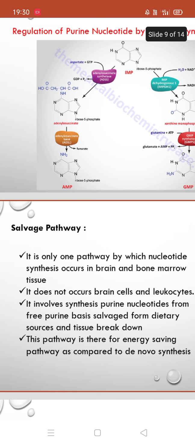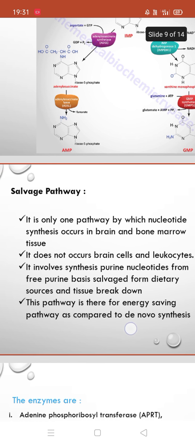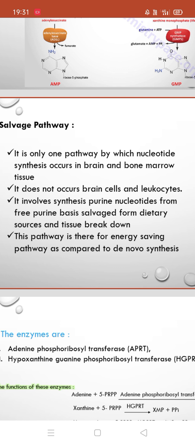Then we will discuss the salvage pathway. The salvage pathway is the only pathway by which nucleotide synthesis occurs in brain and bone marrow tissues. De novo synthesis does not occur in brain cells and leukocytes. It involves synthesis of purine nucleotides from preformed purine bases salvaged from dietary sources and tissue breakdown. This pathway is therefore an energy saving pathway as compared to de novo synthesis.